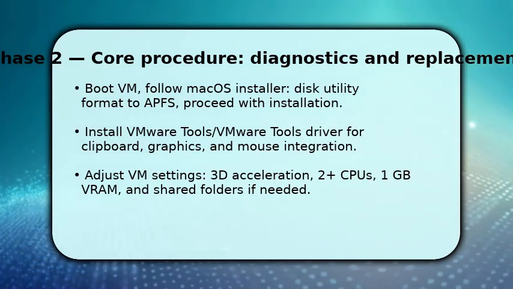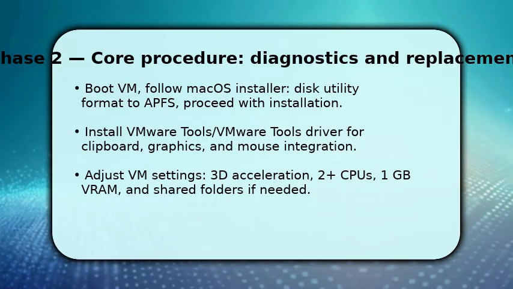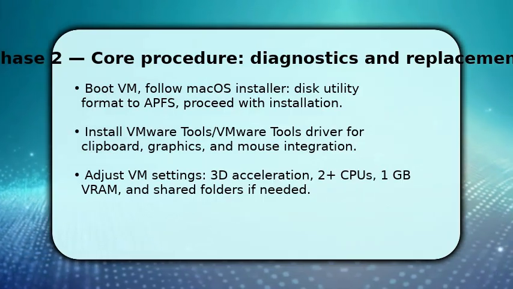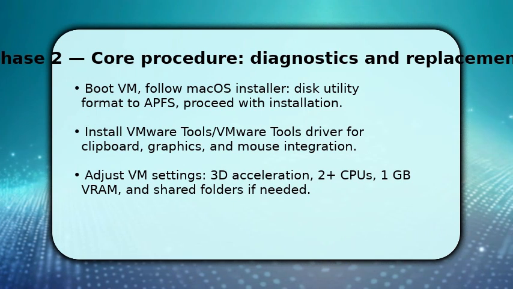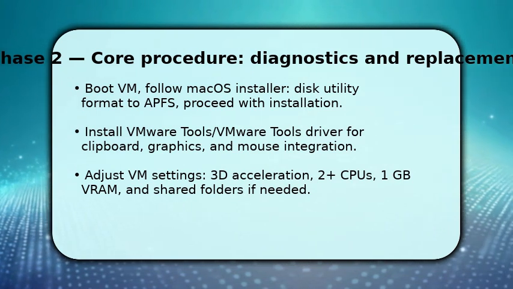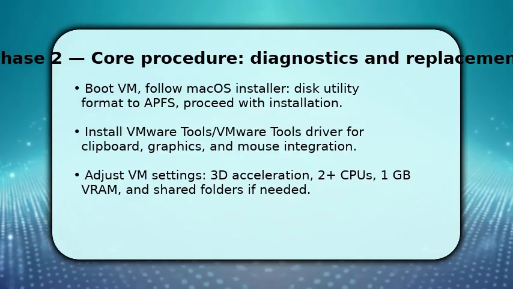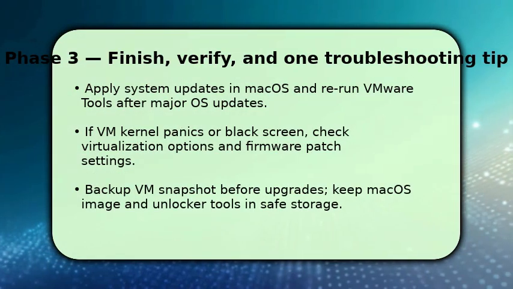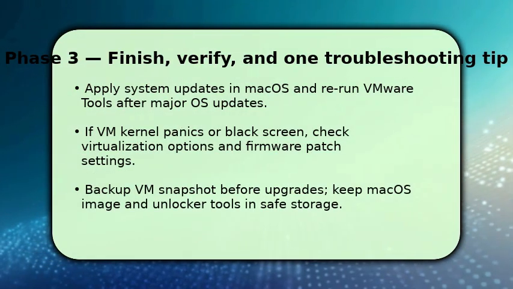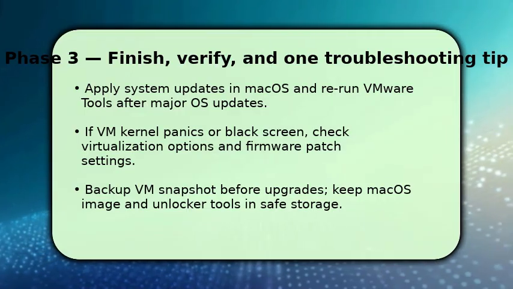Then, make sure VM settings include 3D acceleration, at least 2 CPU cores, and increase RAM to 1 GB for UI responsiveness. Finally, configure shared folders if you need file exchange. You finish by updating Mac OS and then rebooting the VM. Updating ensures drivers and security are current.